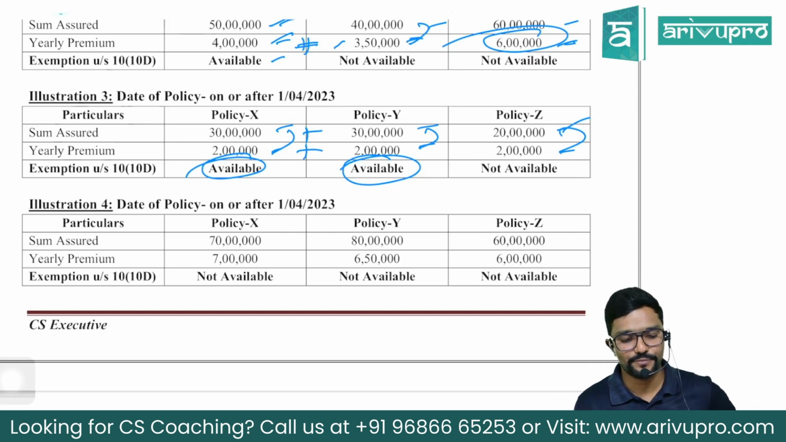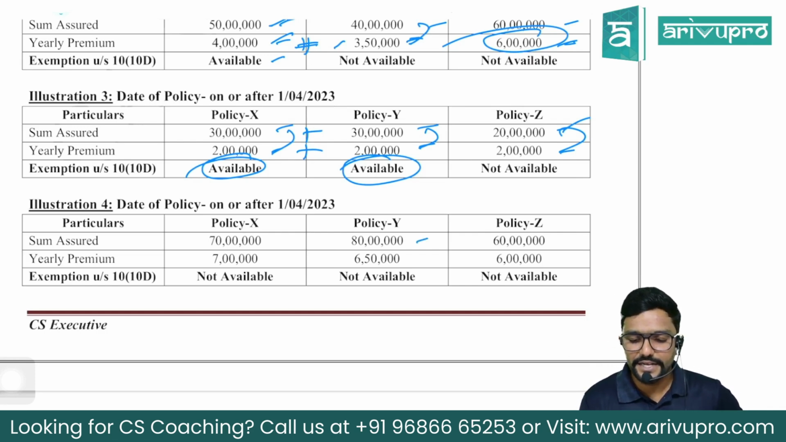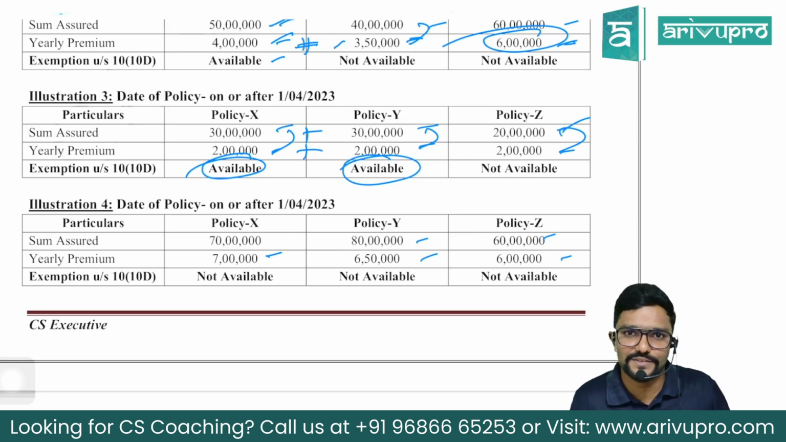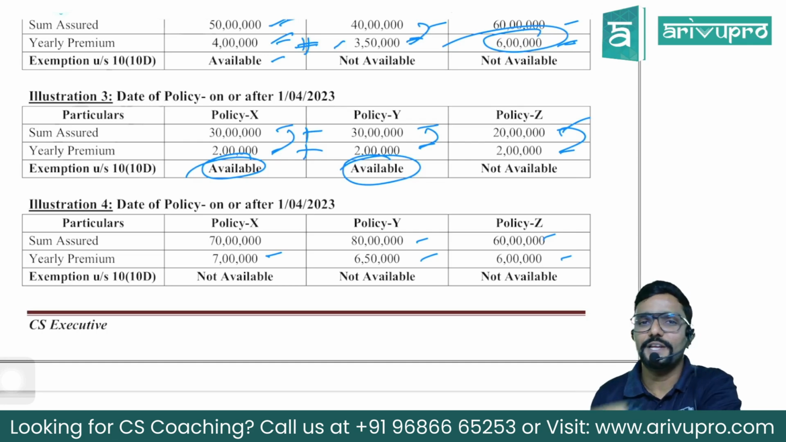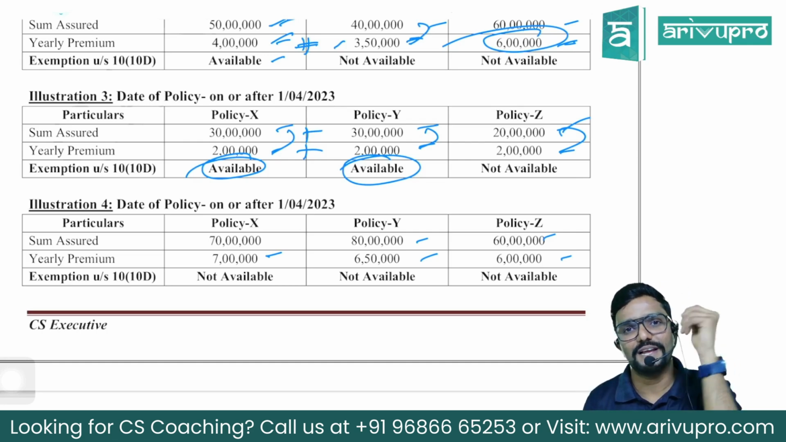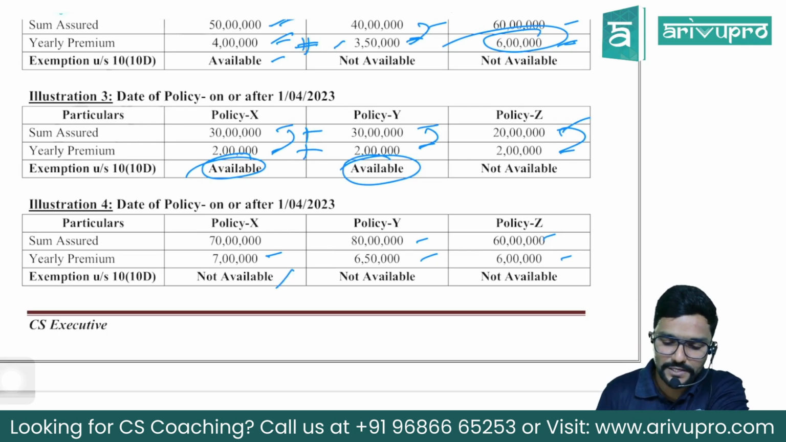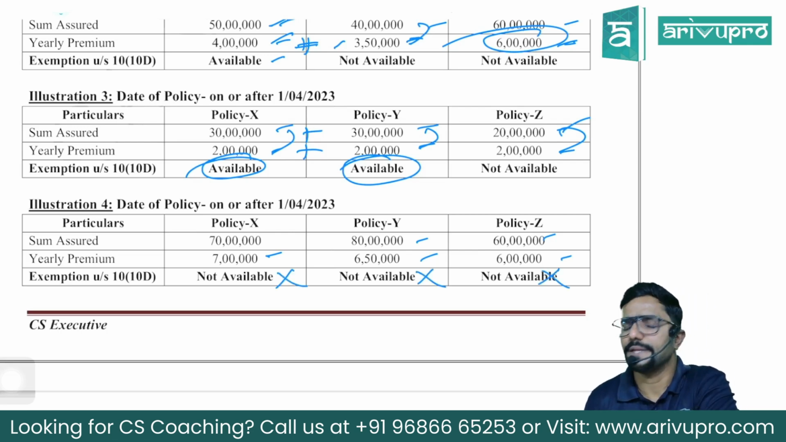Last one, illustration 4. Date of the policy is on or after 1st April 2023. Sum assured is 70, 80, 60 lakh. Okay, sir. Yearly premium is 7 lakh, 6 lakh, 50, 6 lakh. You can observe percentage wise, everything is within 10%, or less than or equal to 10%. Percentage wise, everything is taken care. Yes, sir. But monetary limit, each policy is more than 5 lakh. For each policy, the premium amount is more than 5 lakh. So can I claim exemption? No, not even for a single policy you can claim. So that means exemption is not available for any policy, guys. Is that clear?